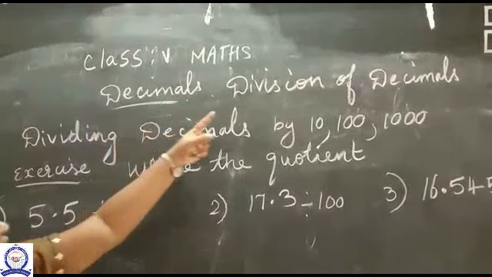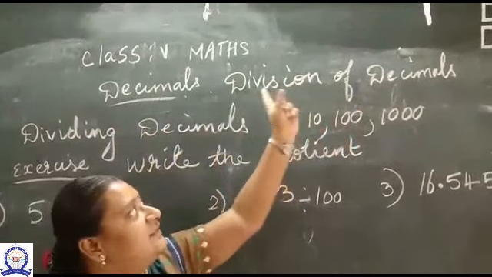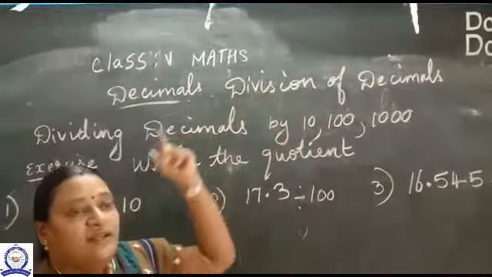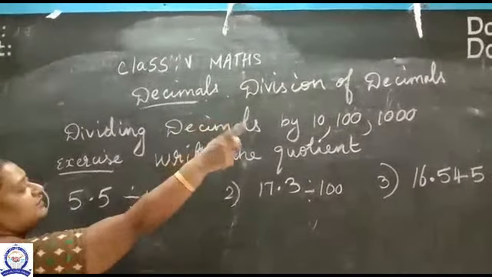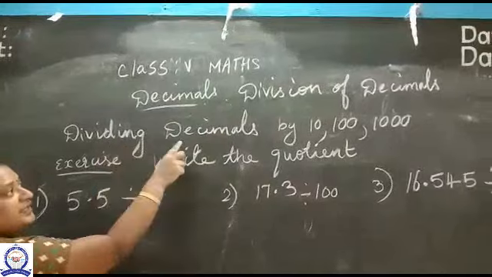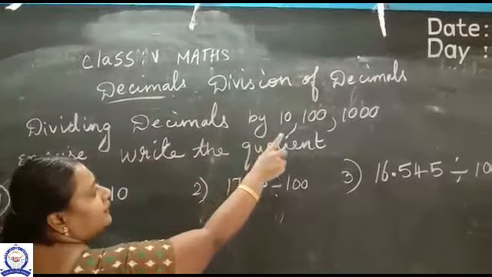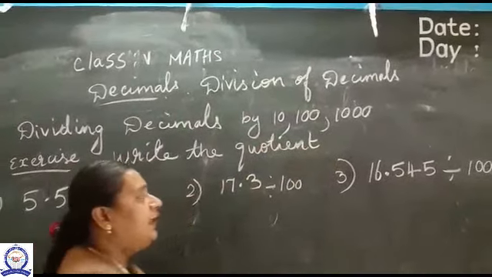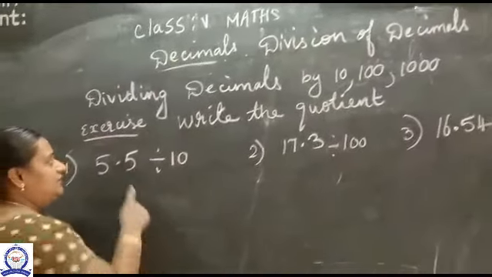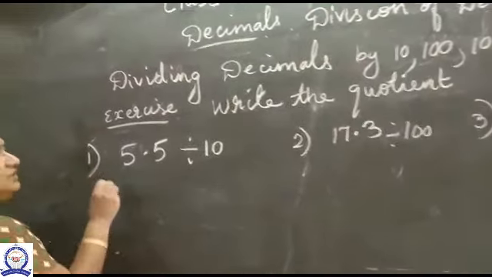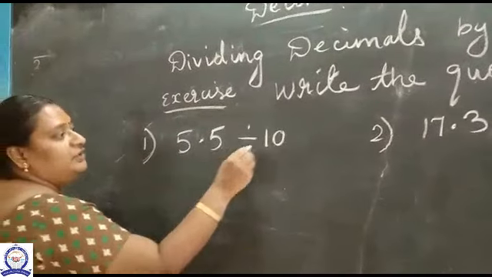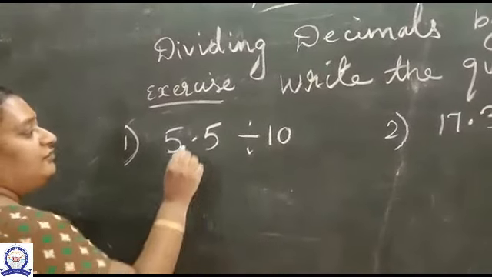Next, division of decimals. We studied multiplication of decimals. Next, we are going to see division of decimals. First one, dividing decimals by 10, 100 and 1000. First question, write the quotient. So first question, 5.5 divided by 10.